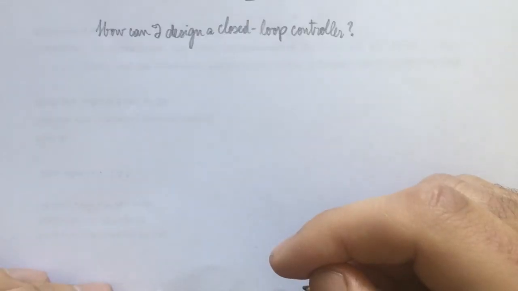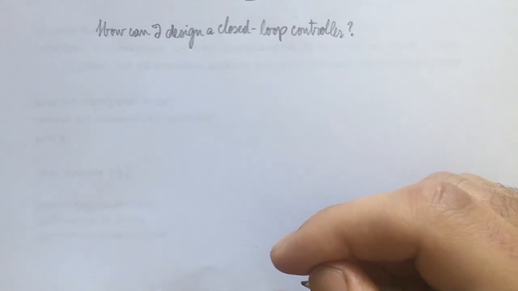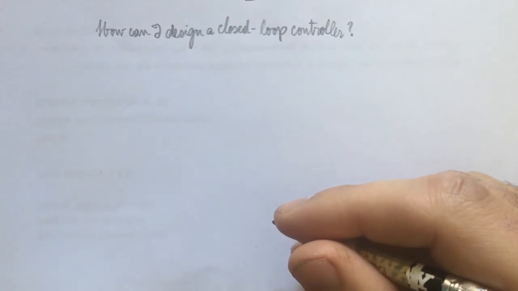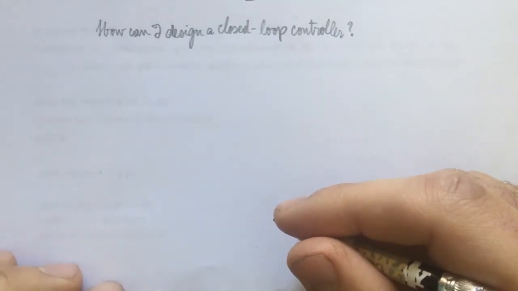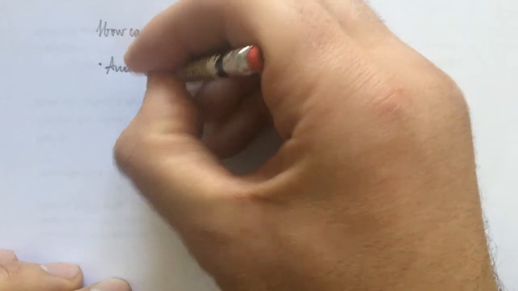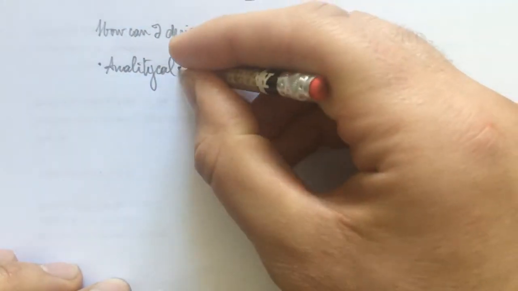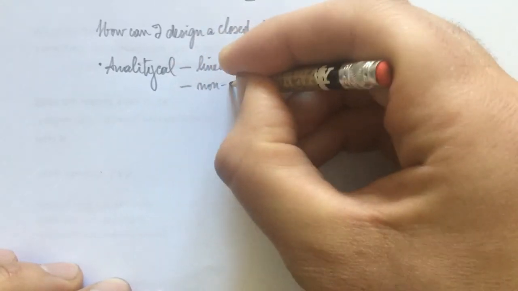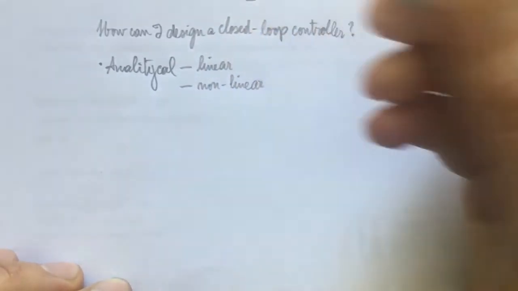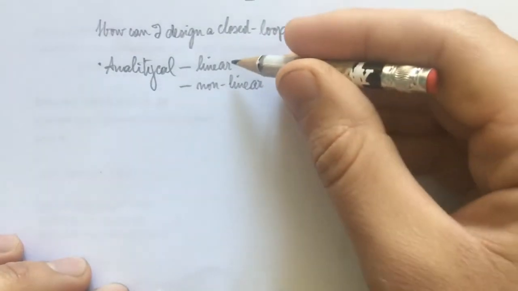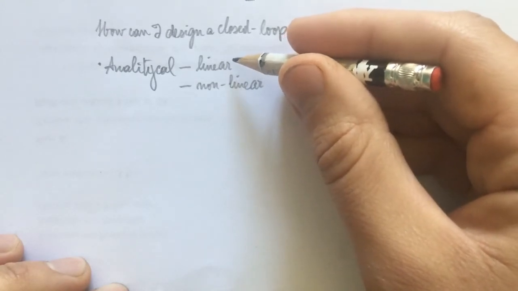How can I design a closed-loop controller? There are many techniques. Of course, we can't learn them all here, but let me give you a 5-minute overview, which I hope will be useful for you if you ever have to work in this field. There are many analytical techniques. Some of them are linear, some of them are nonlinear. Nonlinear control is usually employed with nonlinear plants, with plants that have significant nonlinearities, so important that linear controllers are not robust enough.